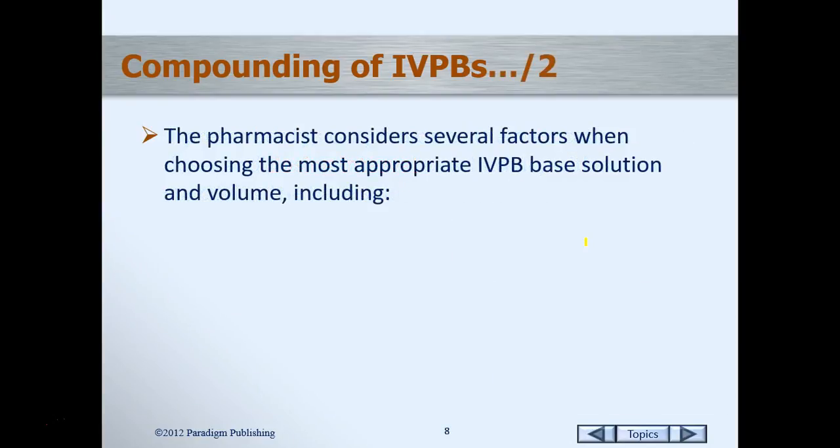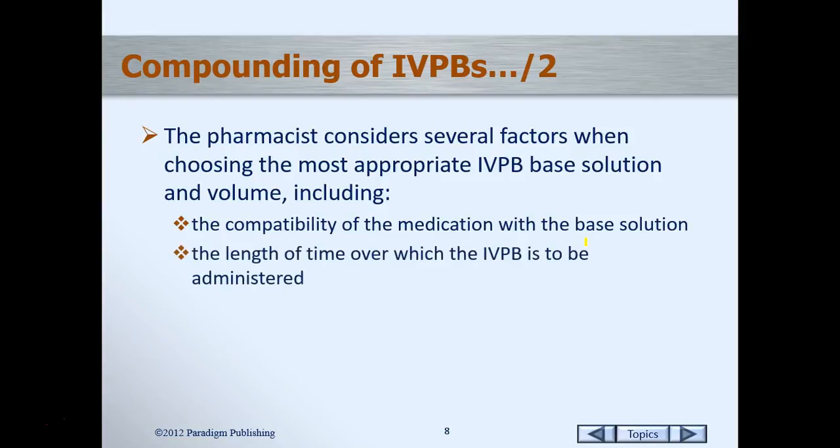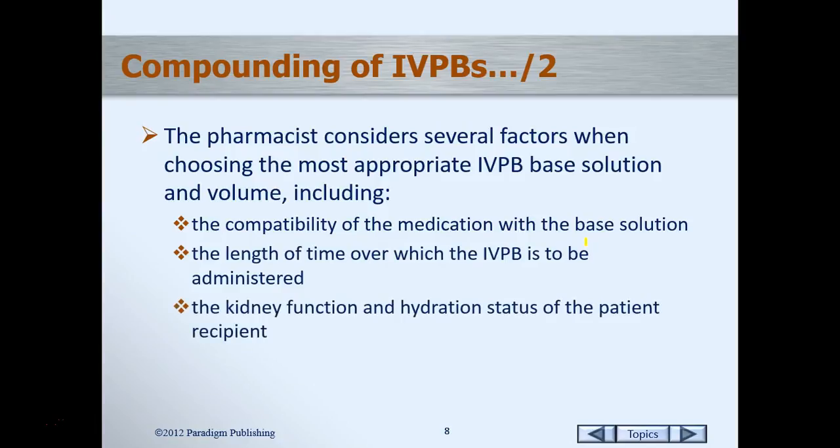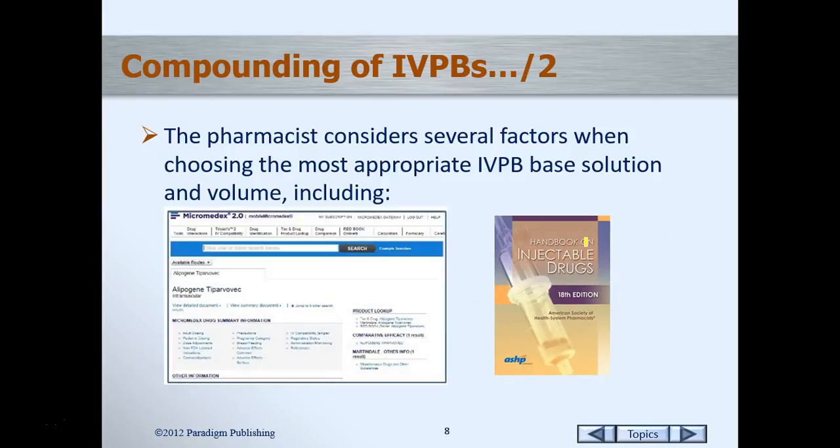The pharmacist considers several factors when choosing the most appropriate base solution and volume, including the compatibility of the medication with the base solution, the length of time over which the IV piggyback is to be administered, and the kidney function and hydration status of the patient. Also, minimum or maximum concentrations that are required for safe administration of the drug. So all of these pieces have to be kept in mind when determining the appropriate base. So finding the proper resource is very important.